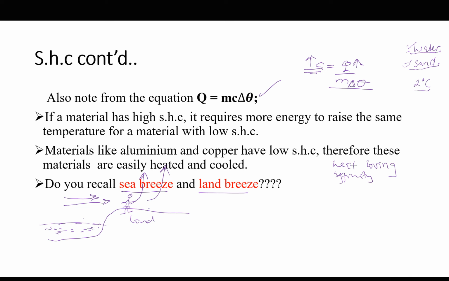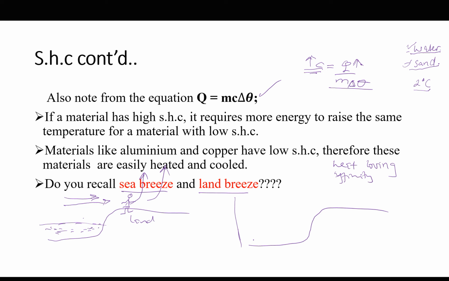This is because land heats faster than the sea simply because soil has a smaller specific heat capacity. It requires a smaller amount of energy to raise its temperature compared to water. But again at night, the opposite happens.